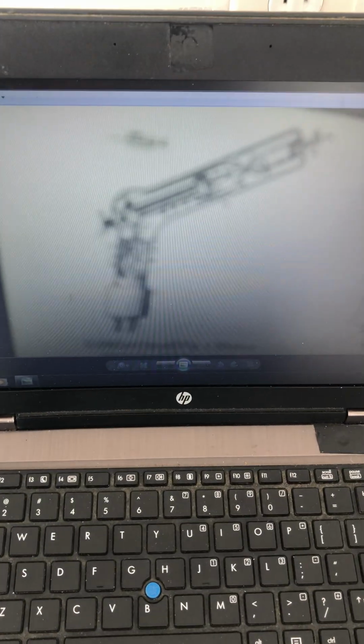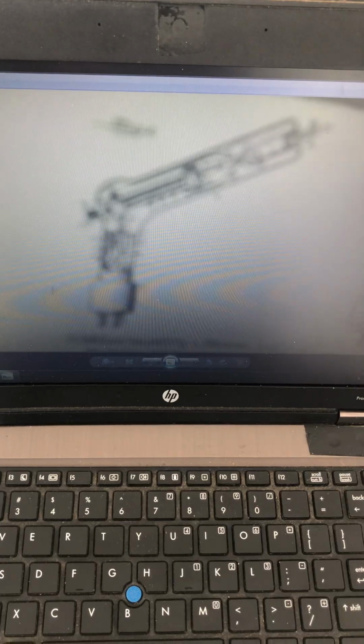This is what the Farnsworth multipactor tube looks like.